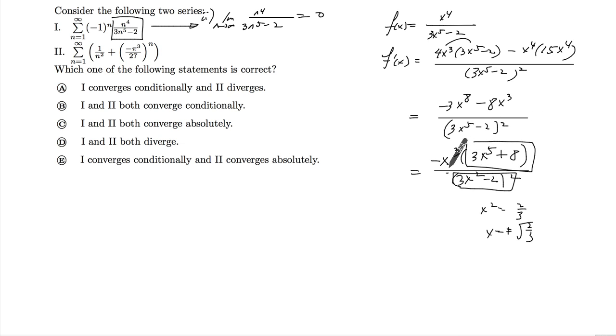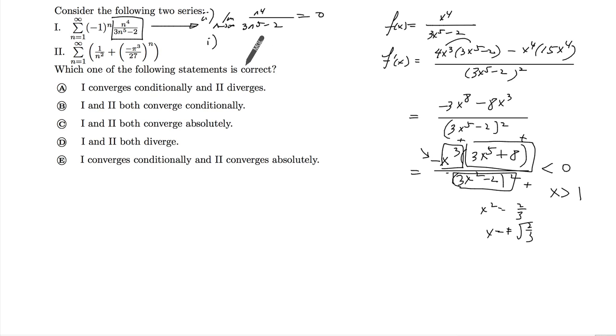This is clearly always positive. But this here is negative. So it's positive, positive, positive, and we have a negative value here. So that tells you it's less than 0 when x is greater than 1. So it's a decreasing function, meaning both conditions for the alternating series test for convergence are satisfied.